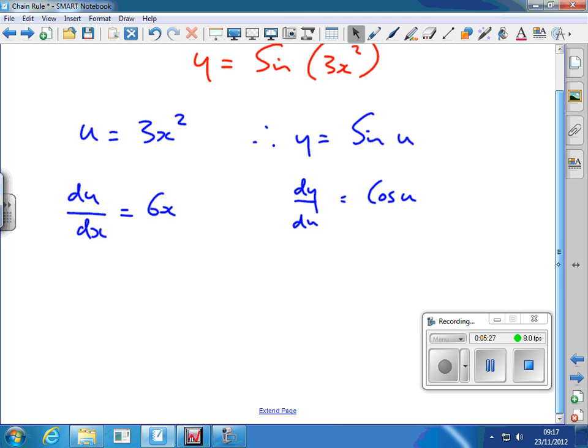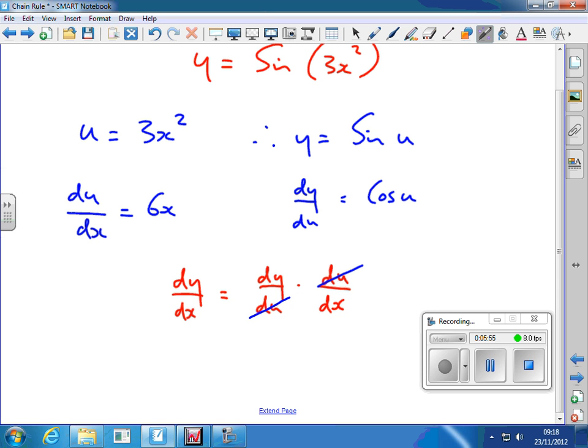And now the rule tells us that the differential of y with respect to x, which is what we're after, remember, the overall differential, is the differential of y with respect to u multiplied by the differential of u with respect to x. And actually, the rule comes from the fact that if you look at this right-hand side, we could cancel out these du's, leaving dy by dx. And that's why it works.